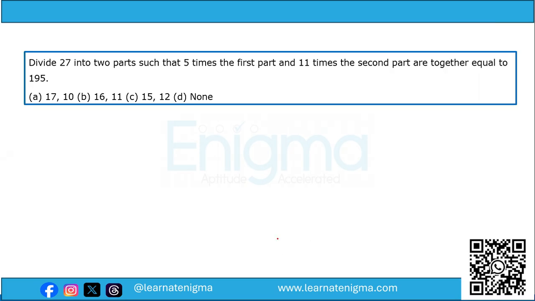Divide 27 into two parts such that 5 times the first part and 11 times the second part are together equal to 195. Now, let the two parts be A and B.